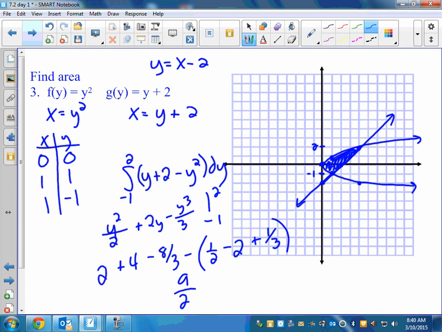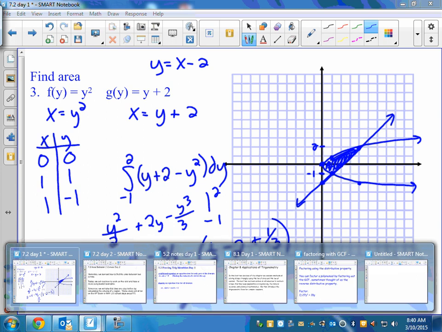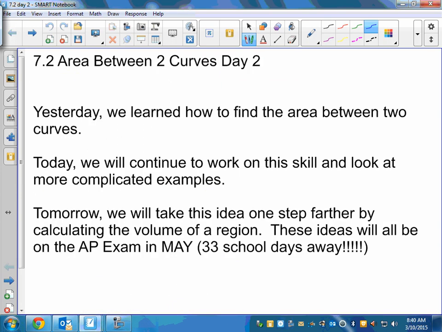I want you to take more notes, so you have to write this stuff. Day 2. Look at this. Yesterday, or 5 minutes ago, we did learn how to find the area between two curves. Today, look at this lovely objective: today we will continue to work on this skill and look at more complicated examples.